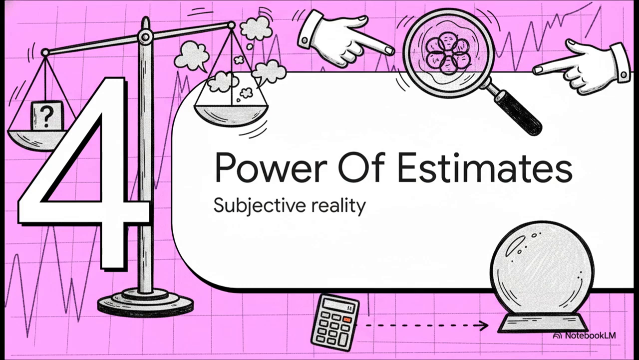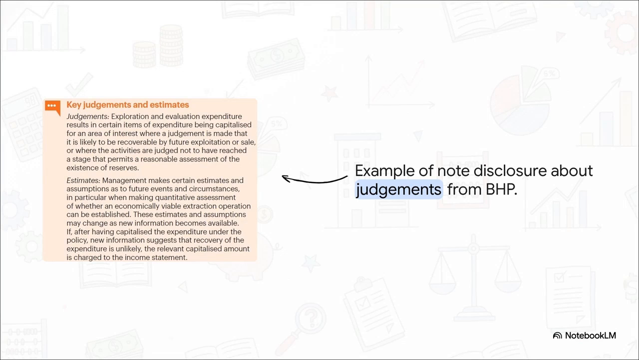Next up is Section 4, the power of estimates and the subjective reality of accounting. I kind of want to shift gears just a bit here because, honestly, this is where the heavy weight of executive responsibility really lies. Accounting is not just rigidly adding up concrete numbers. It is a highly subjective reality based heavily on your estimates.